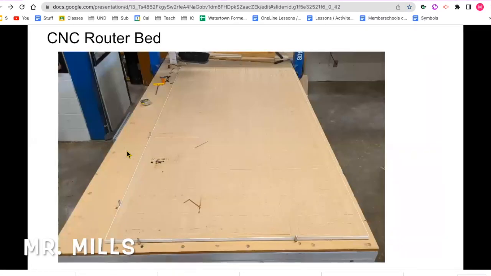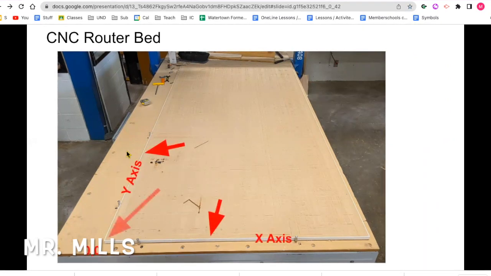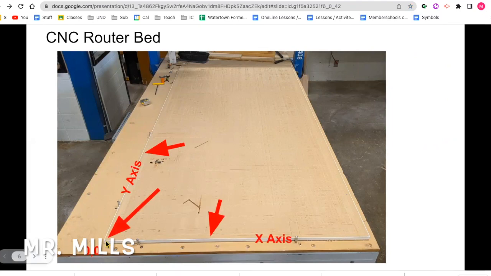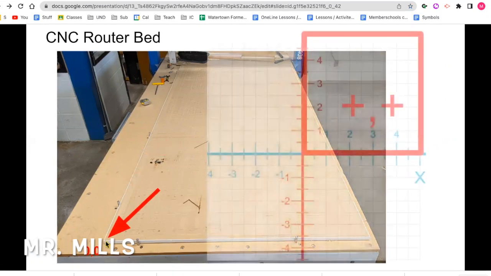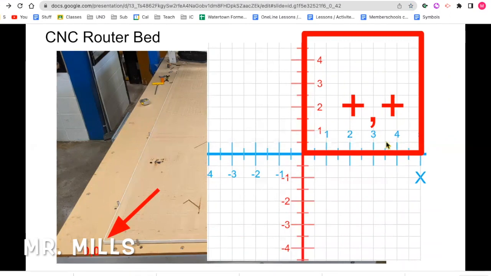So this is another application that you could see this XY coordinate used in. This is our CNC router. And on our CNC router, down here in the lower left corner is our XY axis and our point of origin, or our starting point. So it's a little different. We'd be working in a different quadrant, and that quadrant would be the upper right one. So when we're laying out stuff for our CNC router, we're working in positive numbers, positive X and positive Y, to get that laid out.